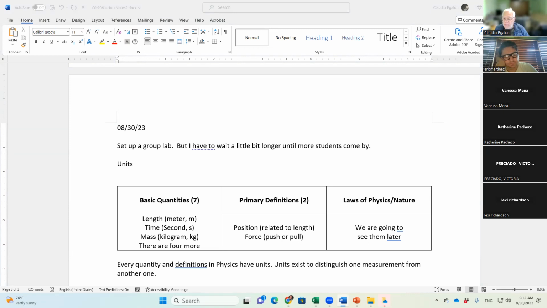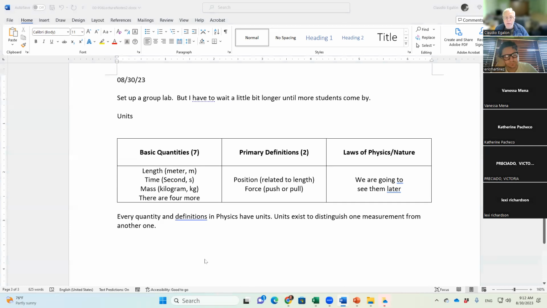So units exist to distinguish one measurement from another. Units are just like apples and oranges, apples and potatoes. You cannot sum oranges with apples. You cannot sum oranges with potatoes, but you can sum oranges with oranges, right? One orange plus one orange is equal to two oranges. It's the same thing with units.